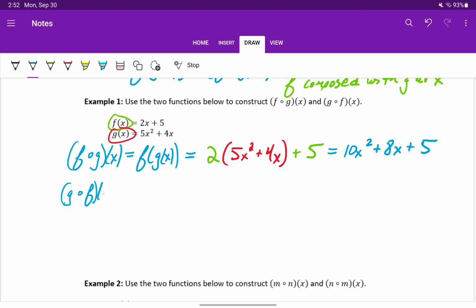To find g of f of x, we'll more or less apply the same approach, but now we'll be taking the function f of x and plugging that into g of x. Meaning we'll take 5 times our expression for f of x, 2x plus 5, that quantity squared, plus 4 times, once again, our expression for f, which is 2x plus 5.